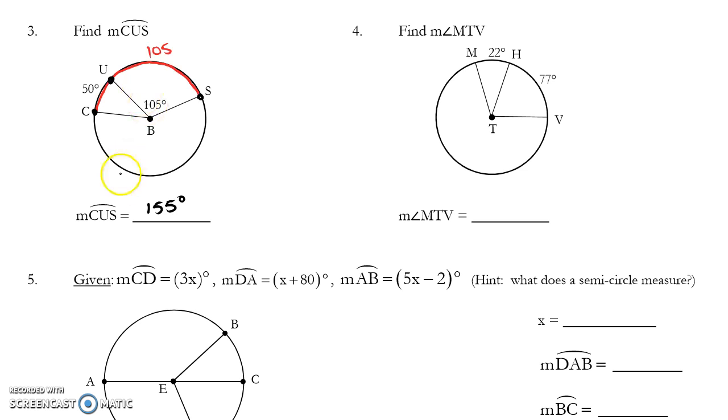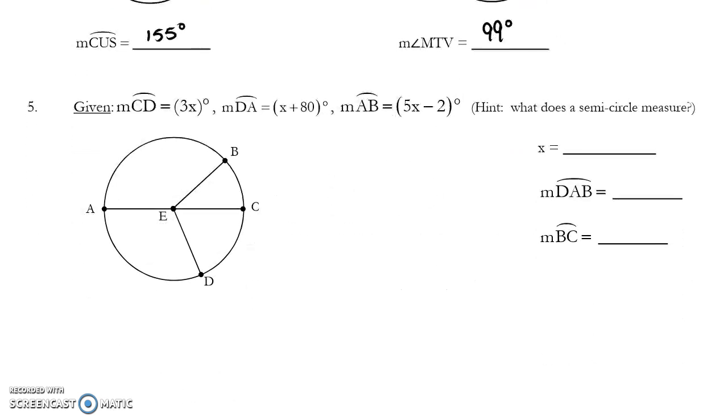So the trickiest part here is recognizing what arc they're looking for. If they want arc CUS, start at C, go through U, and then through S. CUS, I got my minor arc and my central angle, and then it's arc addition. And in number 4, it's about an angle measure, so again, pay attention to the terminology. If that's angle MTV, start at M, go to T, then to V, I formed this angle. 22 means the central angle is 22, arc of 77 means the central angle is 77, now it's angle addition.